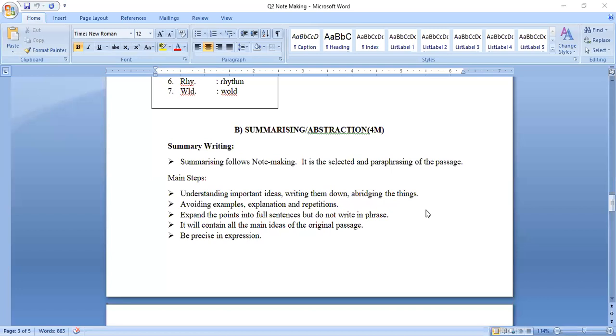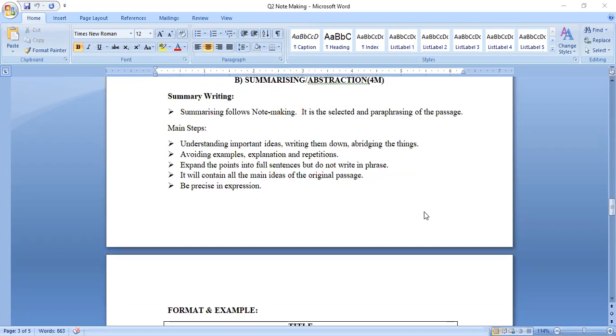Some of them commit this mistake: they go back to the passage again and take something for the summary. Not like that. Summary means based on the notes we have. That's why notes first, and summary next. Summarizing comes next to note making. So now, summarizing or abstraction, you can see that summarizing follows note making.